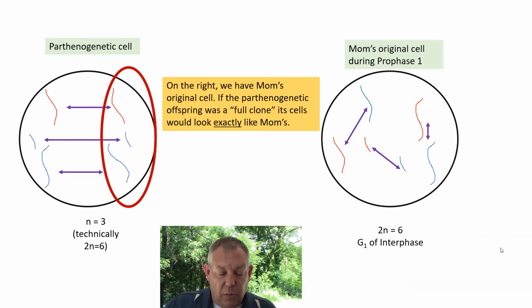And so again, here on the right, we have mom's cell. And for each homologous pair, it's one red and one blue chromosome. And so if it was a full clone, then the offspring would have the exact same chromosomes. The offspring would have one red and one blue chromosome. But in the parthenogenetic cell, we don't have that. For every homologous pair, it's either red or blue. They're both red or both blue. Okay? So study how these move and what those colors mean, and I think you'll understand what I'm talking about.